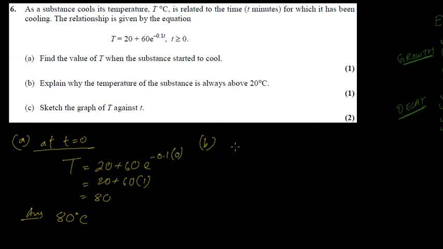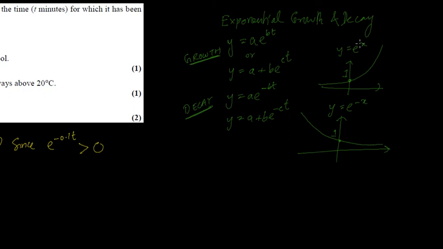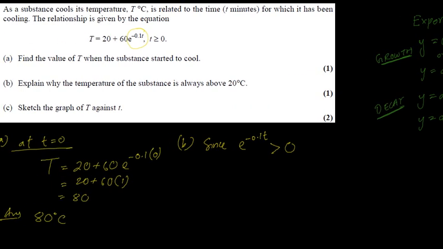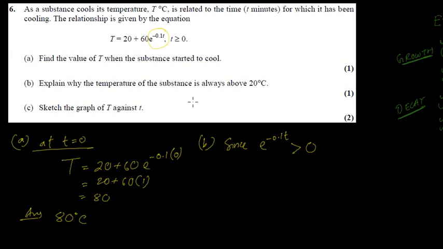You have to write, since e to the power minus 0.1 t, this exponential portion, is always greater than 0. If you take a look at the picture here, this e to the power t portion is always above this line. It cannot be equal to 0. It cannot cut that line. That's called an asymptote. Because of the asymptote, this has to be greater than 0, right?